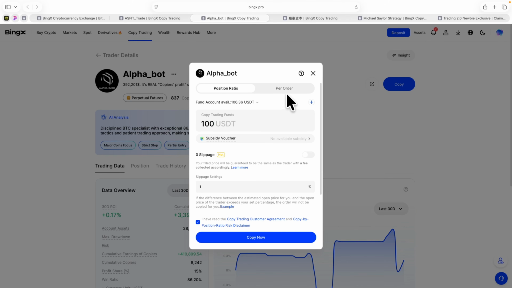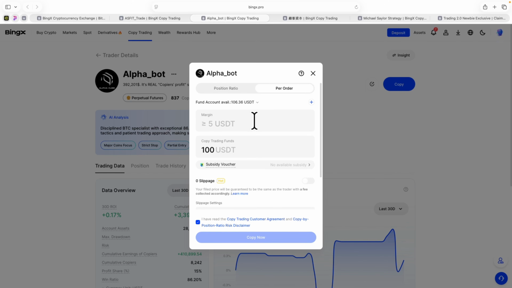But if you prefer per order, for this one, you'll be the one to enter the exact amount of money you want to use to enter each trade. So this one will not be based on the percentage of the trader. No, you'll be the one to enter the exact amount you want to use to enter each trade. And this is where you enter it. So you can see margin, the minimum is 5 USDT. So let's, for example, say I want to enter each trade with, let's say, $20.